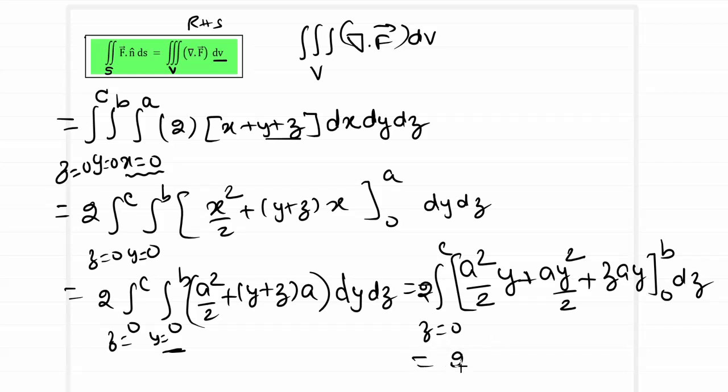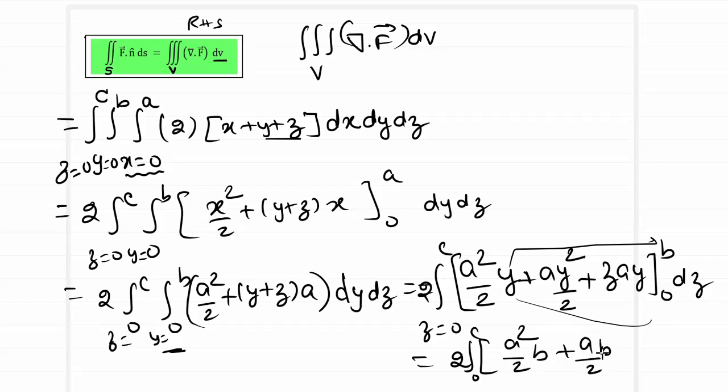Now when I apply, this gives me the integral from 0 to c. y takes the value of the upper limit and the lower limit. So it becomes a squared by 2 times b plus a by 2 times b squared plus z a b, and dz is still there. The lower limit on applying 0 will be 0. So let me integrate this component with respect to z for the last time. So you will have 2 times the integral from 0 to c.